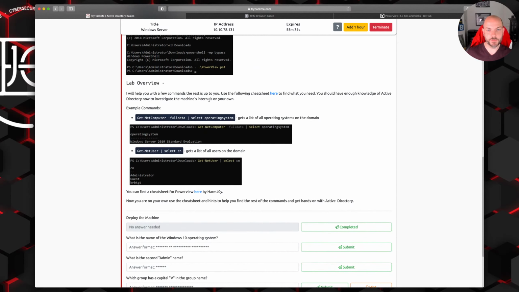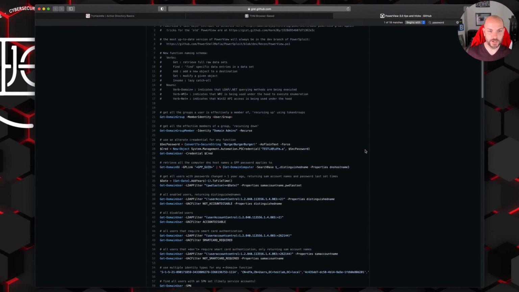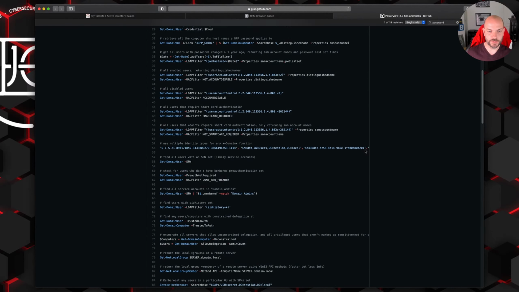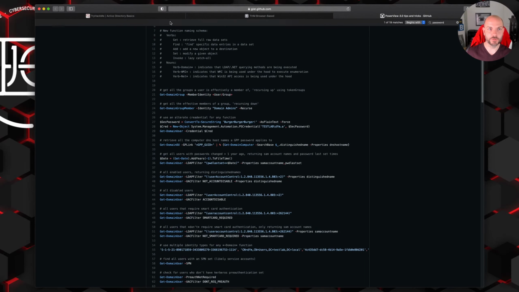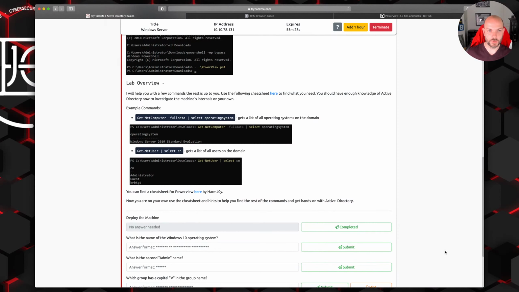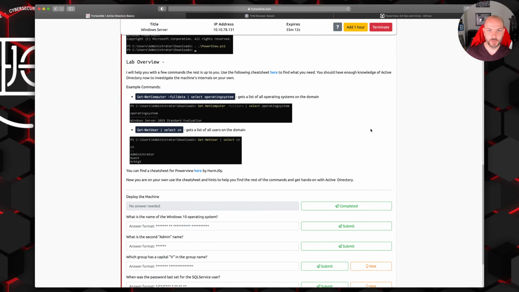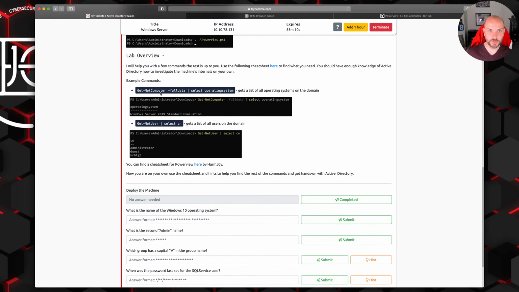So I'll help you with a few commands. Use the following cheat sheet. I already have that opened up here. We might use some of this stuff, we might not. We might just Google and throw some stuff against a wall. We'll see how it goes. You should have enough knowledge of Active Directory now to investigate the machine's internals on your own. Sure. All right.